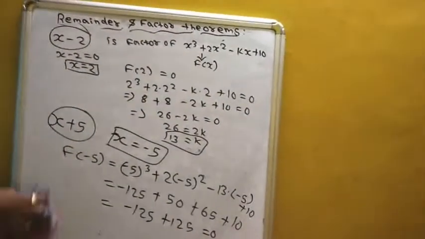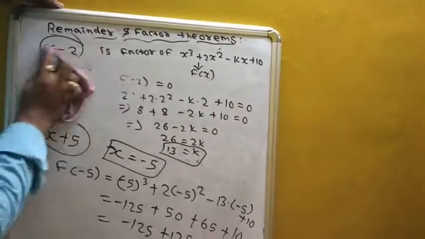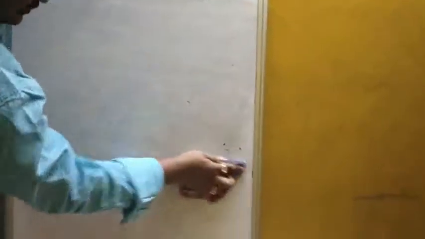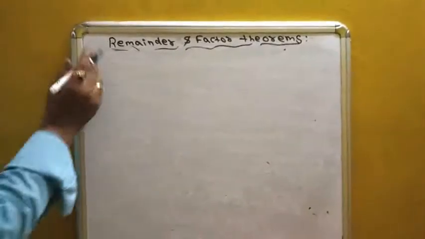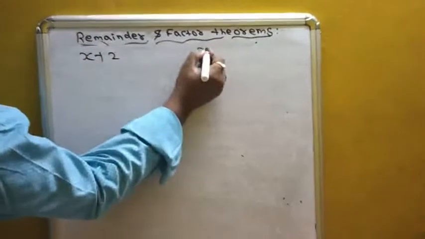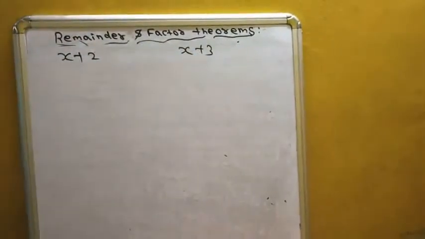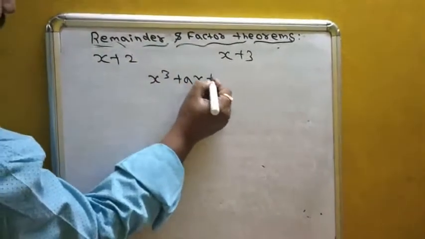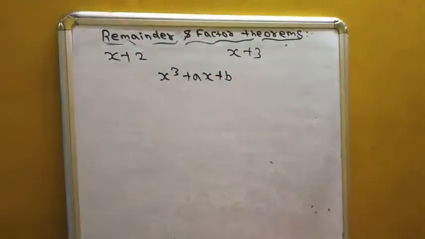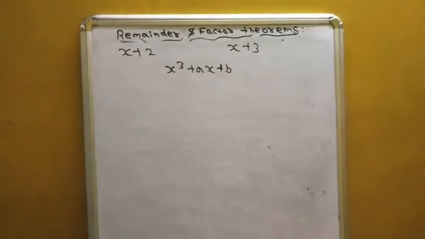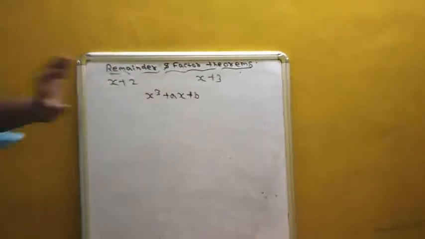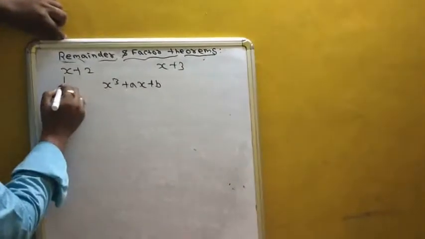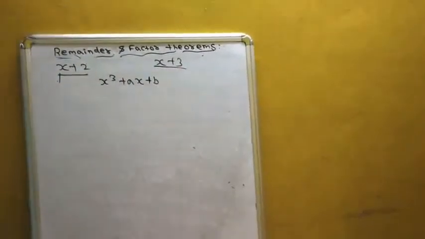Next he will tell you, given that x plus 2 and x plus 3 are factors of x cube plus ax plus b, find the value of a and b. How can you find out? First, he told us x plus 2 and x plus 3 both are factors.